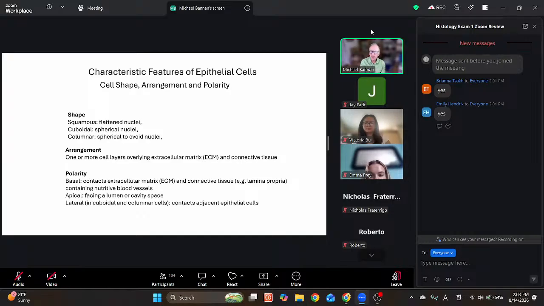Epithelial cells are characterized by cell shape, by their arrangement in the tissue, and by the property of polarity. So shape, we have a choice of squamous, which are flattened cells, cuboidal cells, which are square in cross section so that their height is about the same as their width, and finally columnar cells, which are cells that are taller than they are wide. All these cells can be arranged in layers. Histology is a lot of discussion of layers, and epithelial cells can be arranged in a single layer or in multiple layers. And generally, these layers overlie extracellular matrix and connective tissue. Epithelial cells are also characterized by polarity. So each epithelial cell generally has a basal side, an apical side, and in cuboidal and columnar cells, lateral walls as well.